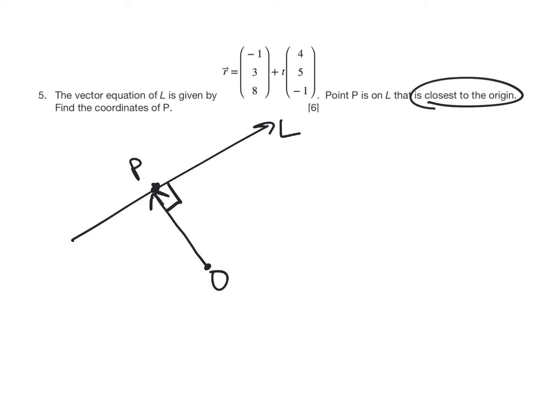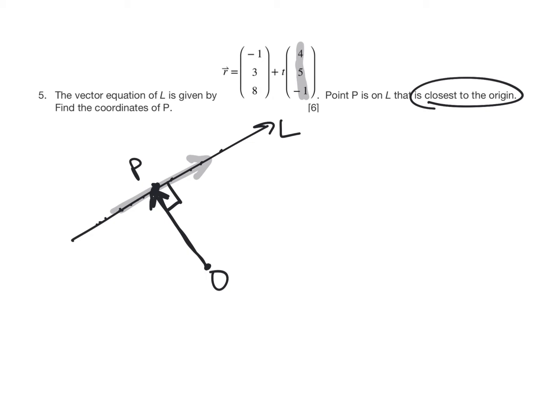Okay, and so P can really be any point on this line, but I want this specific point here. And so that's going to help me. I have to recognize that this vector OP is perpendicular to the line. But I know that the line can be explained by this vector. So here is the direction vector of the line.